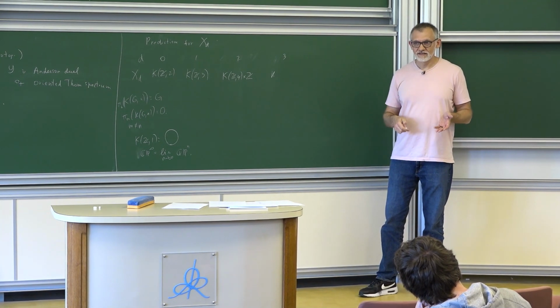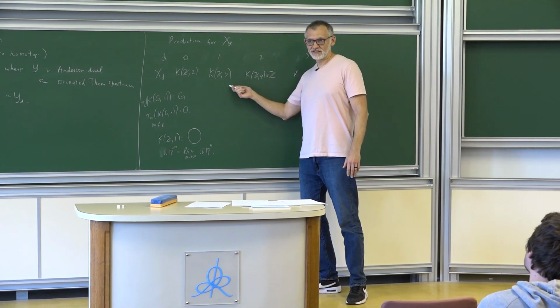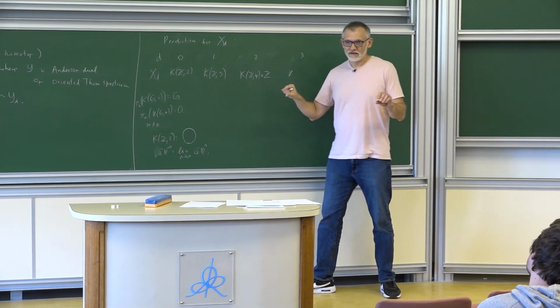So that we understand. And then the next question would be, okay, can I understand where the degree 3 class is? The prediction is that you have a family of one-dimensional lattice systems.